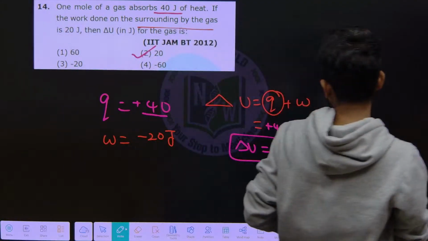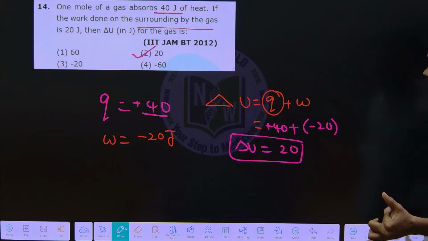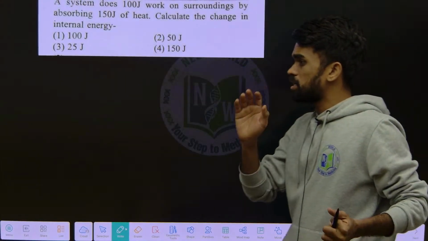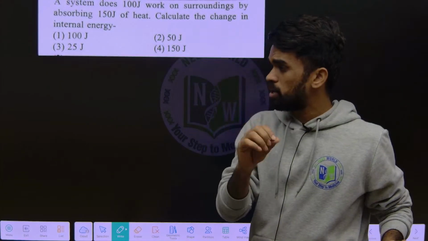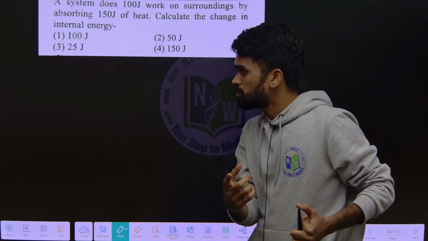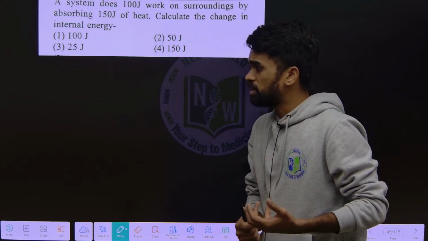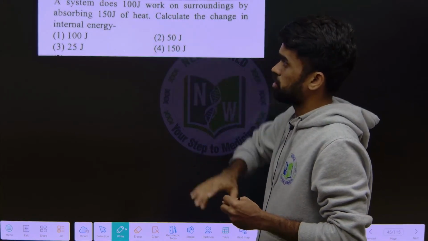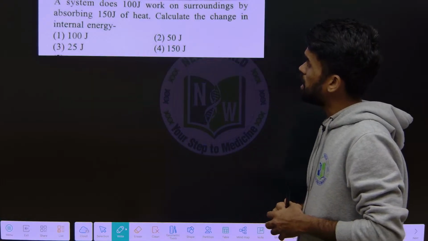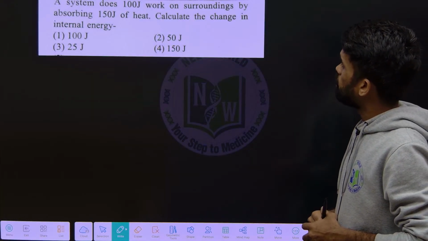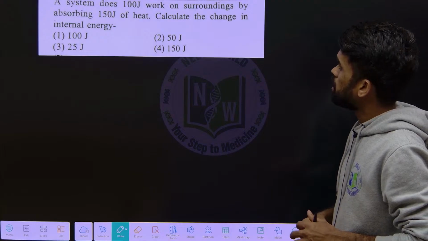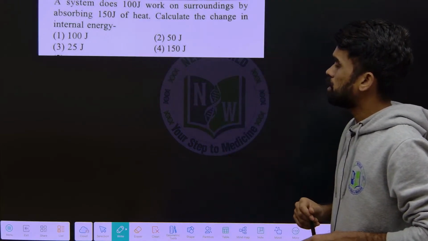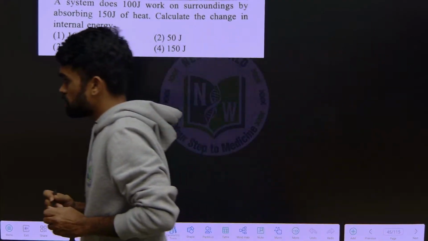Let me give you one question. Those who are in the live session can answer me in the chat box for this particular question. What will be your answer for this? Anyone watching, whether you are a live student or watching the recording, you can answer me in the chat box. A system does 100 joules of work on surroundings by absorbing 150 joules of heat. Calculate the change in internal energy.